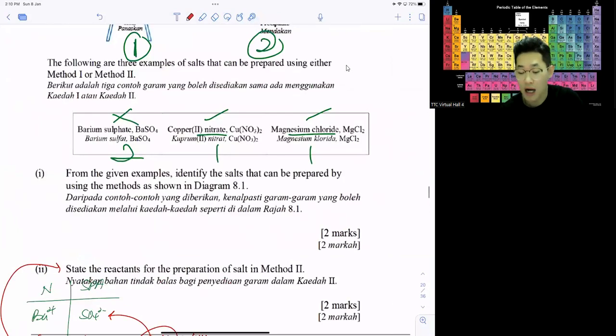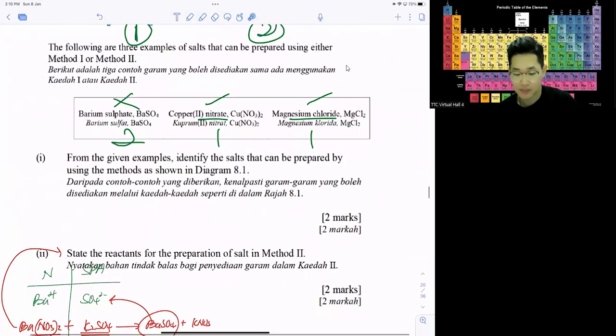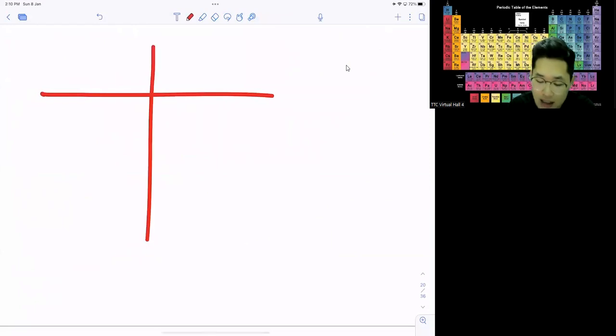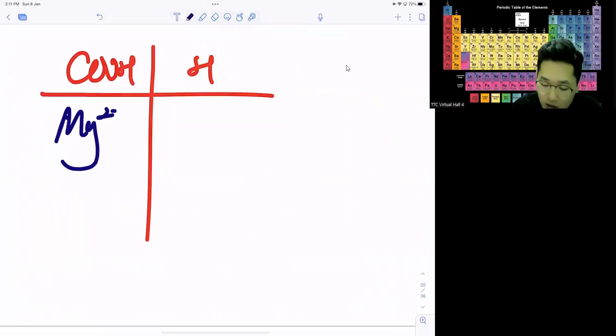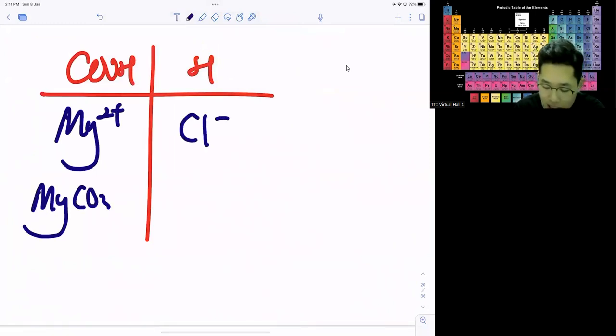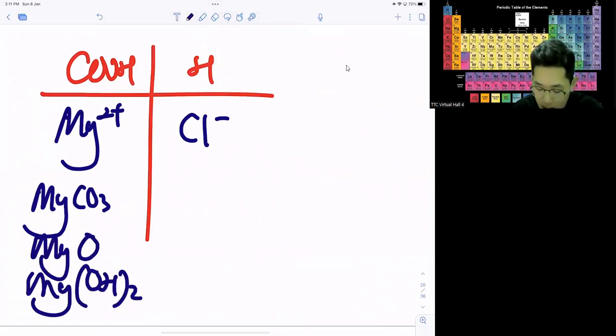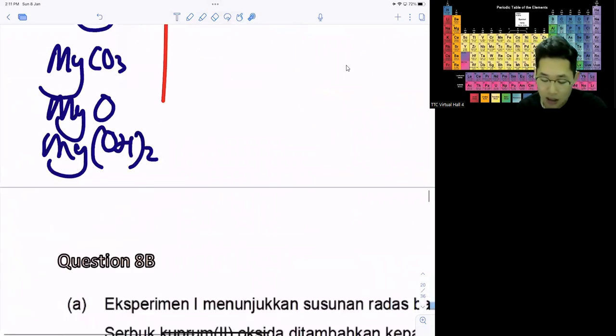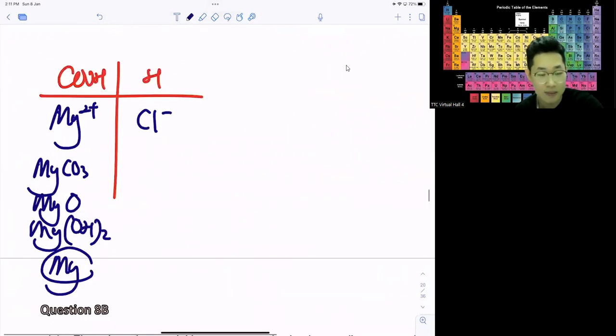So what if the question asks method 1? Method 1 is these two. Okay, let me do the cross. COOH with magnesium chloride. So it can be magnesium carbonate, magnesium oxide, magnesium hydroxide. Actually, for reactive metals, like what we mentioned in the empirical formula just now, magnesium, zinc, all these reactive metals, we can actually use the metal directly to react with the acid.